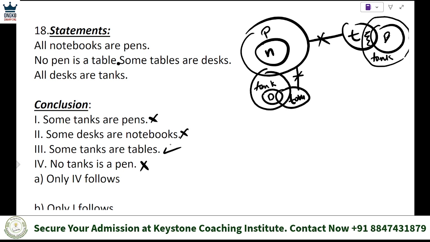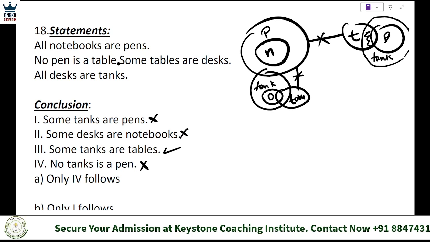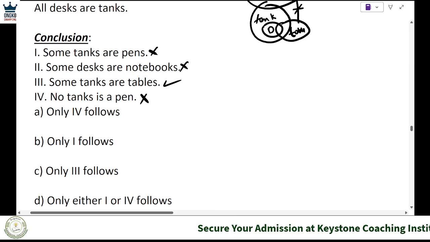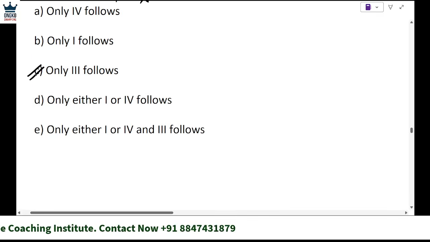But here tank and pen can touch. So if tank and pen can touch, then the answer is false. So the correct one will be the answer. Here conclusion 3 is the right one or not? So here only conclusion 3 follows. So that's syllogism, right?